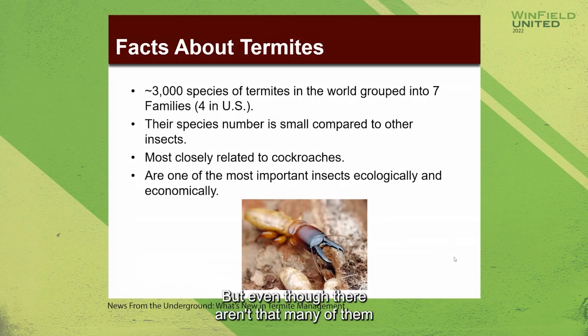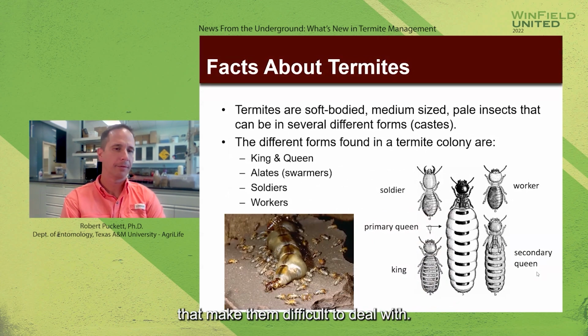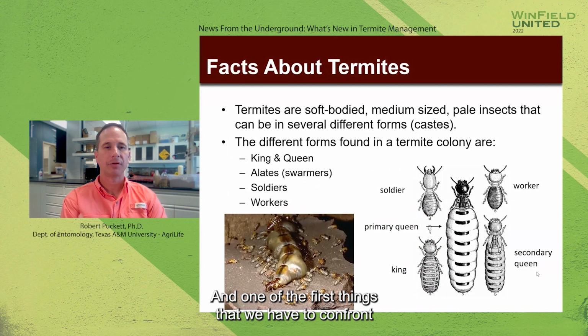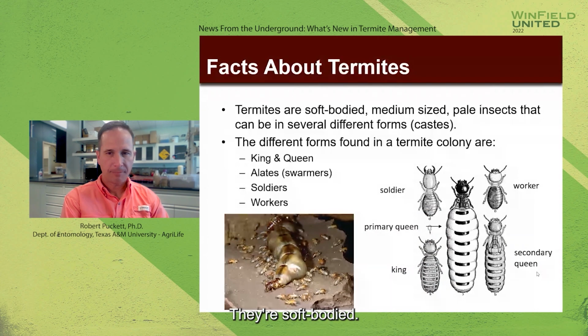But even though there aren't that many of them around the globe in terms of numbers of species, they're very, very important, both ecologically and economically speaking. They're a very expensive insect group, and we're going to talk all through that. So there's some interesting things about termites that make them sort of difficult to deal with. And one of the first things that we have to sort of confront as we think about them as a group, these are small insects. They're soft-bodied, pale in coloration if you're looking at the workers or the soldiers.